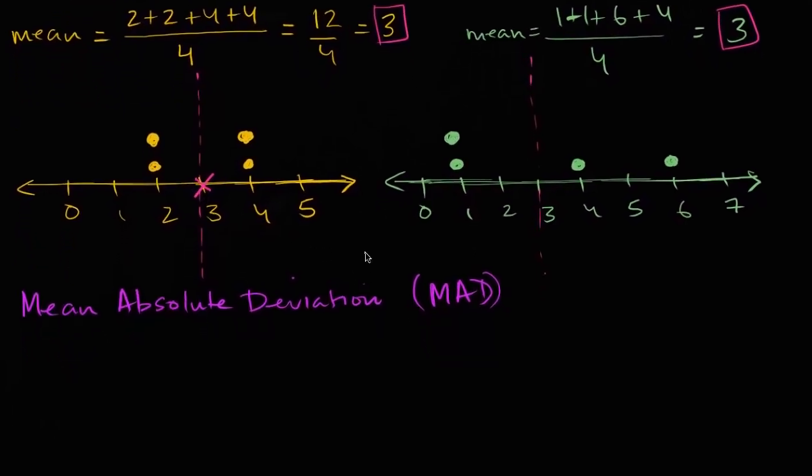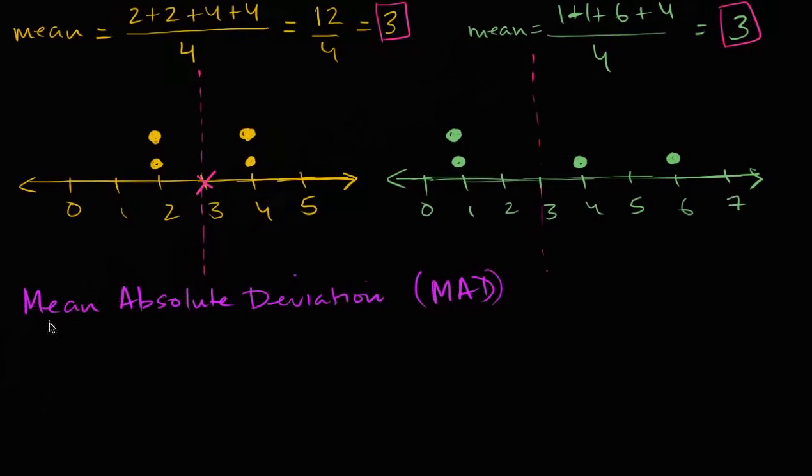I'm using the word mean a little bit too much. So let's figure out the mean absolute deviation of this first data set. We've been able to figure out what the mean is. The mean is 3. So we take each of the data points and we figure out what's its absolute deviation from the mean?